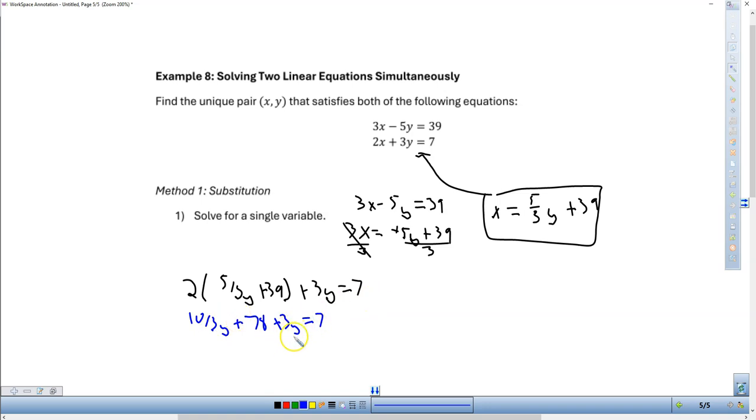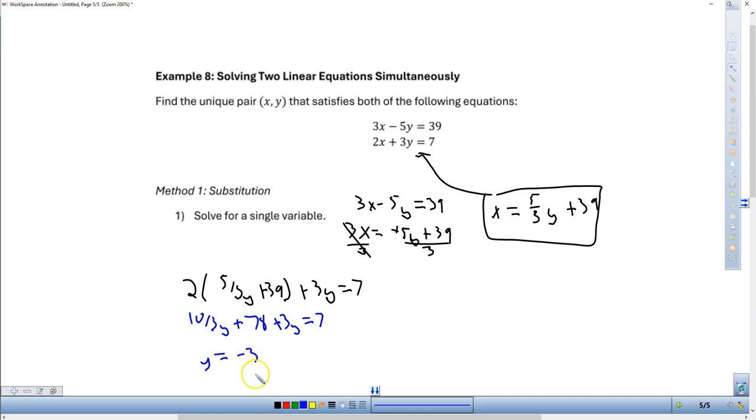We can again combine some like terms. So I can bring, for example, the 78 over. I can combine the 10/3 and 3y. I'm just going to skip a little bit here because this is some basic math review. So let's jump right to the end here. We're going to get y equals negative 3.